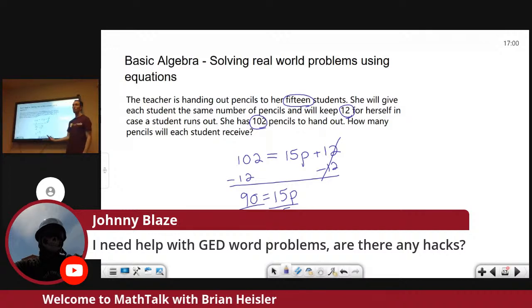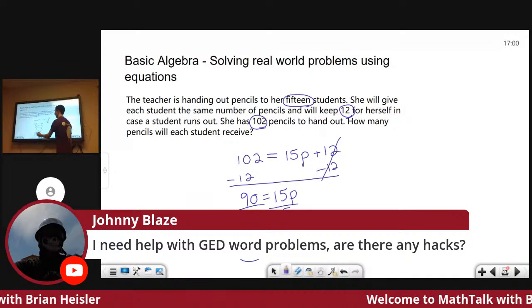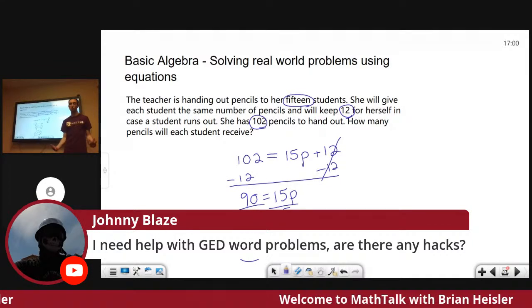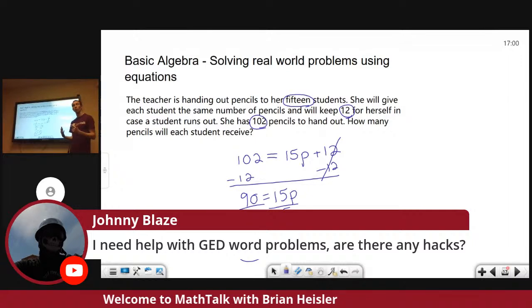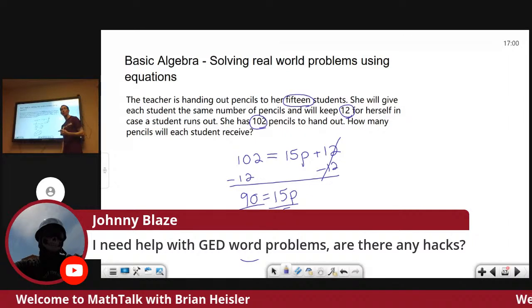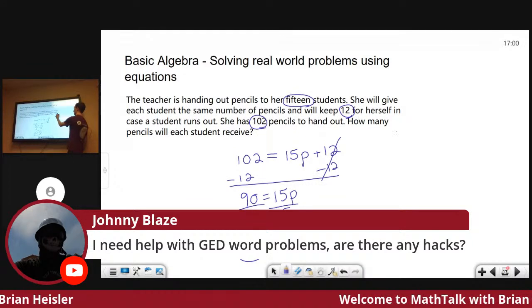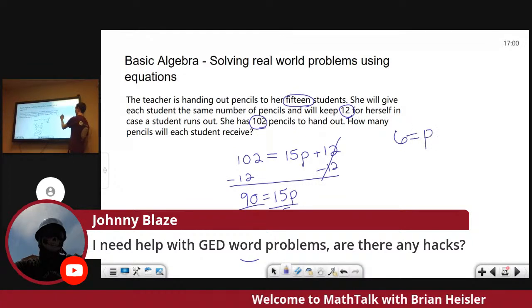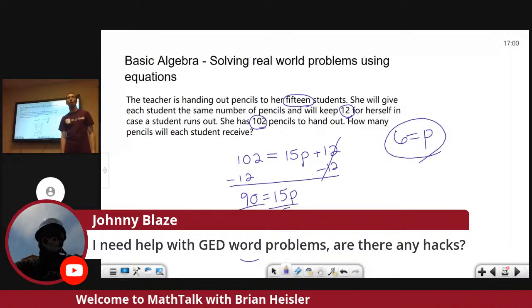If you're not sure what that is, type it in your calculator, you get 6. So that means each of her 15 students is going to get 6 pencils. And there you go. Break it down step by step, highlight the important numbers, and you will get your answer. All right.